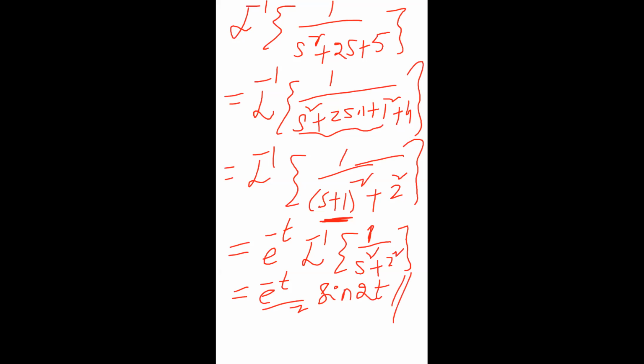is the required result. Suppose here 2 is available, it is sin 2t; 2 is not available, so we have to divide and multiply by 2. So 1 by 2 is in the resulting value and 2 by s square plus 2 square is the formula of sin 2t.